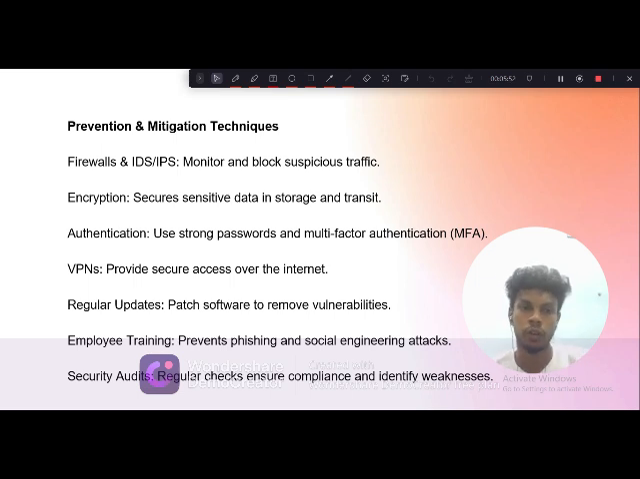VPNs provide secure access over the internet. You can use VPNs. And regular updates close software vulnerabilities, and employee training reduces phishing risk. Training of the employees prevents phishing and social engineering.